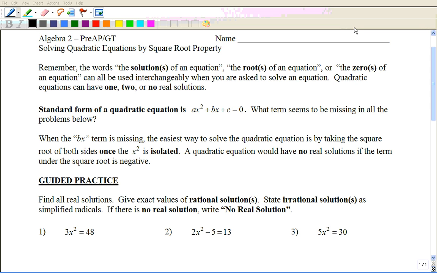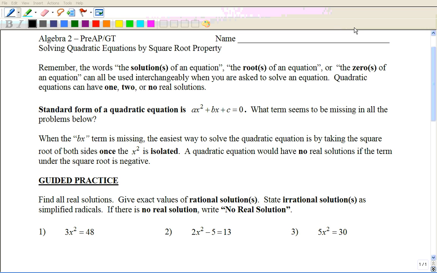Another way to solve quadratic equations, this time by the square root property. Remember the words, the solutions of an equation, the roots of an equation, or the zeros of an equation can all be used interchangeably when you are asked to solve an equation. Also, quadratic equations can have one, two, or no real solutions.